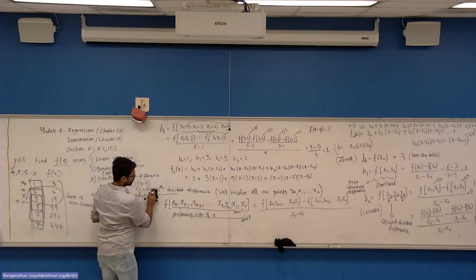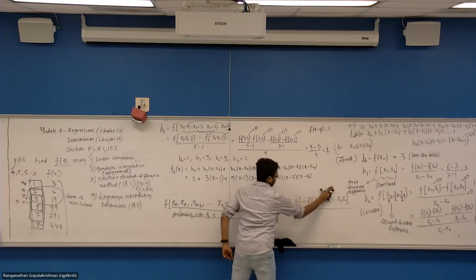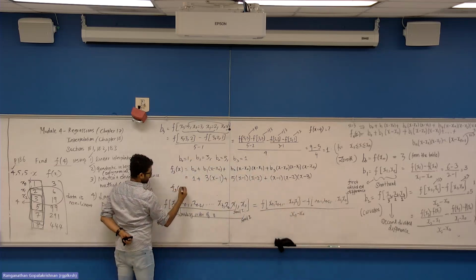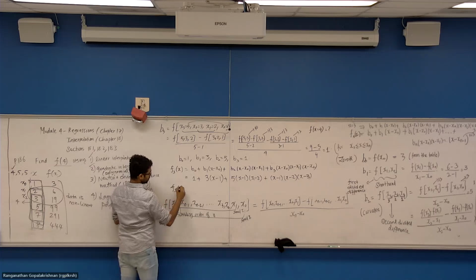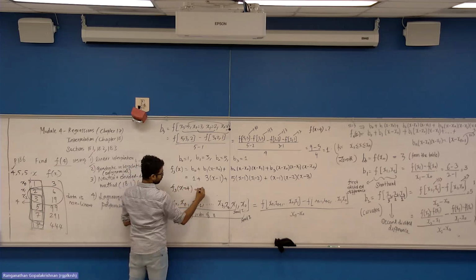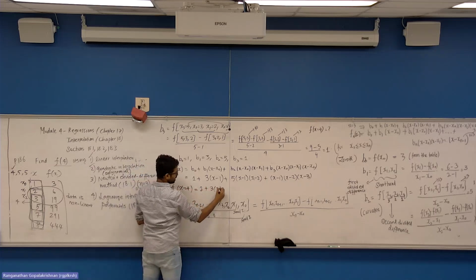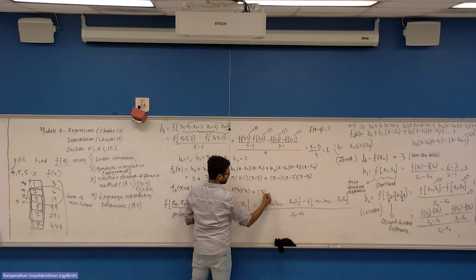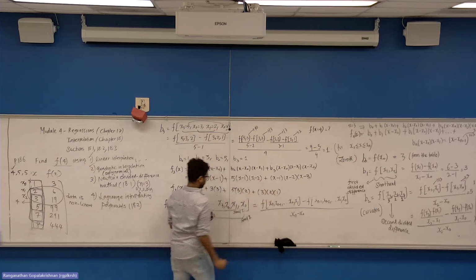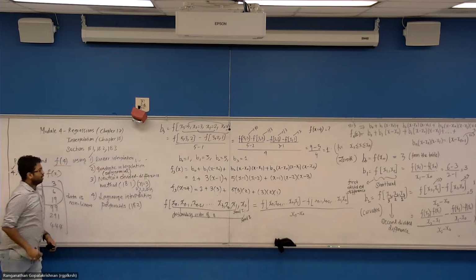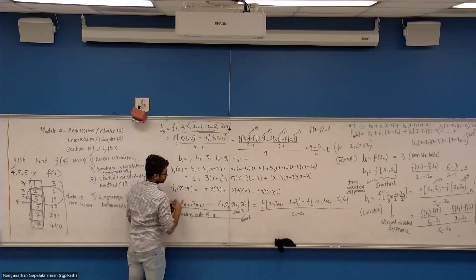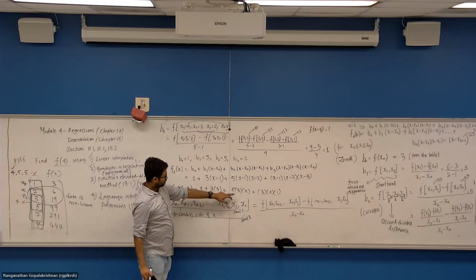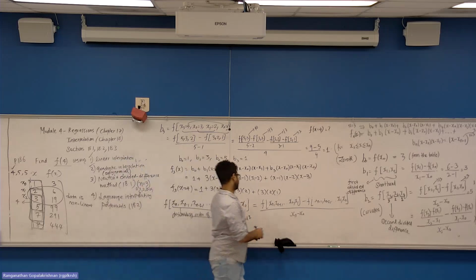So then f3 of x equal to 4 would be 1 plus 3 times 3 plus 5 times 3 times 2 plus 3 times 2 times 1, which is 1, 10, 40, 46.